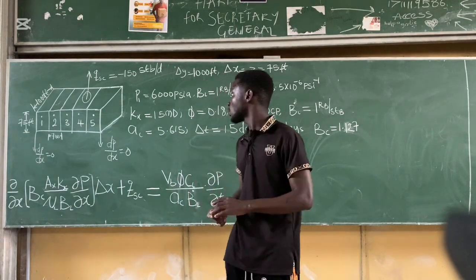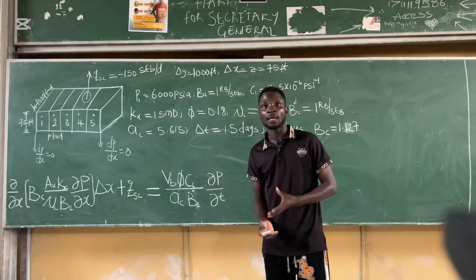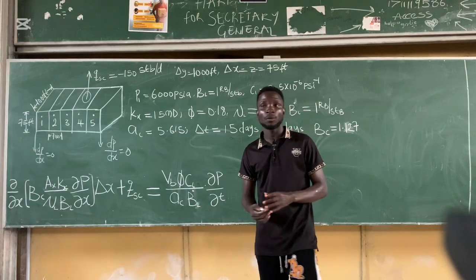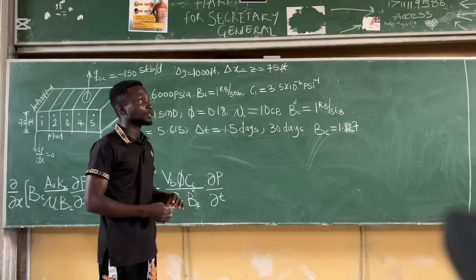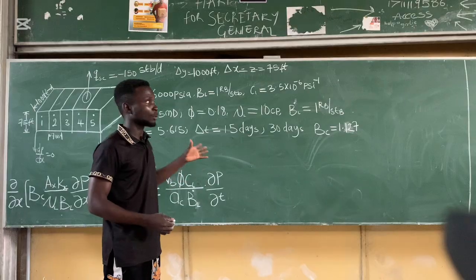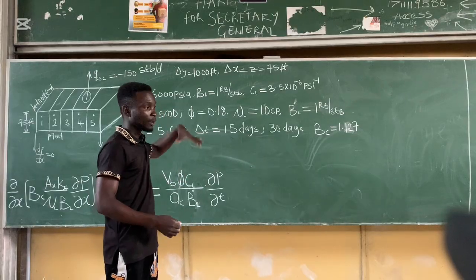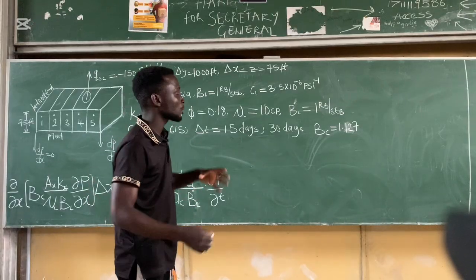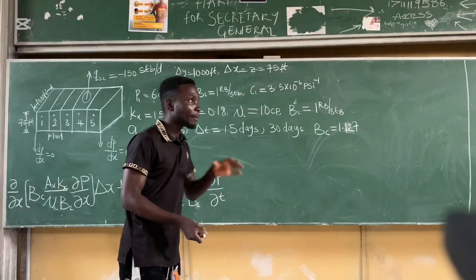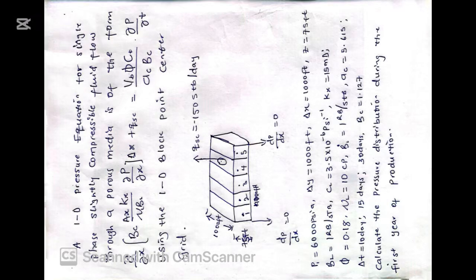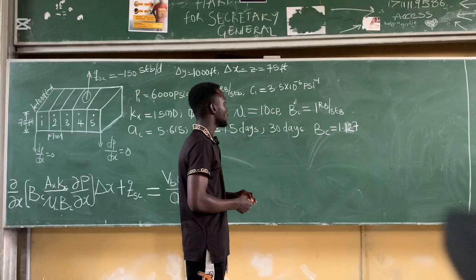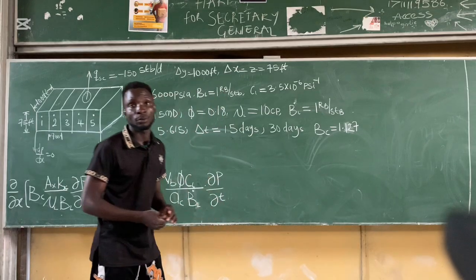In today's video, we'll be looking at an example of the application of finite difference approximation using the explicit method. If you look at the equation below, it asks us to use the explicit method to calculate the pressure distribution during the first year of production.